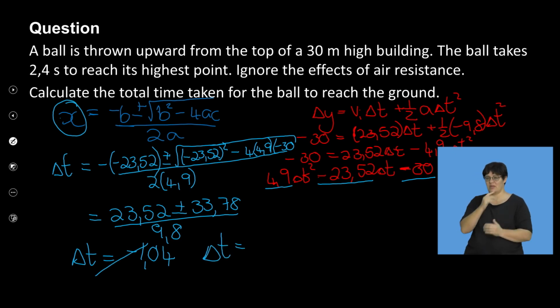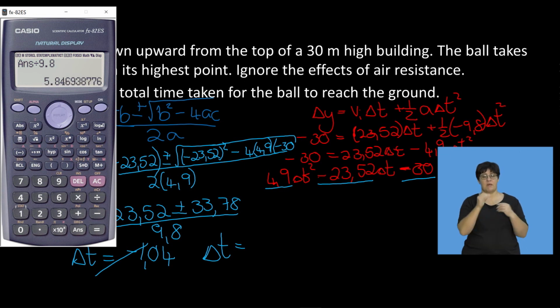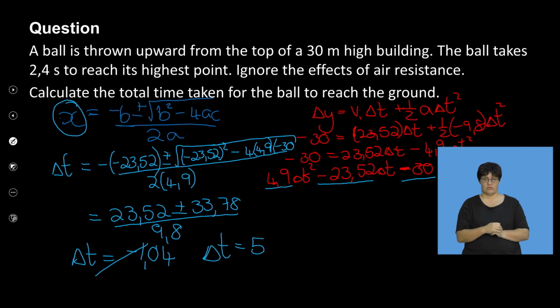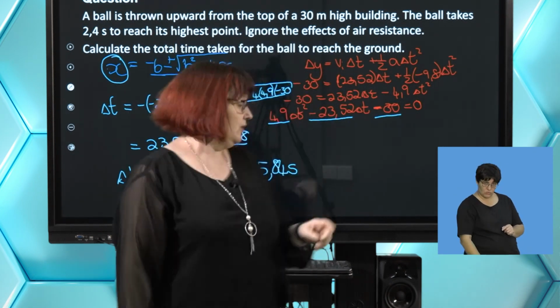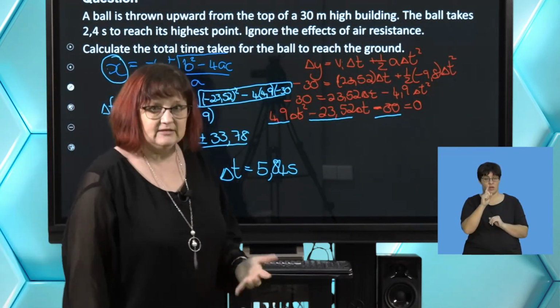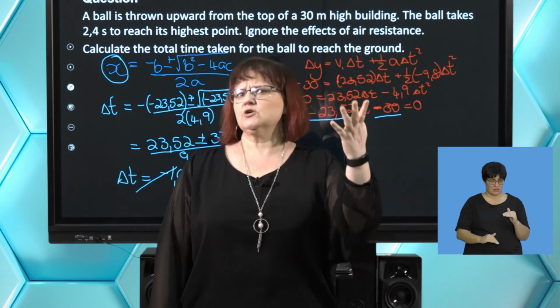Let's see what happens when we add them together. So we've got 23.52 plus 33.78 divided by 9.8, and we get 5.84. Now that time makes sense to me because it took 2.4 seconds to get to the top of the motion, and now it's going to take more time to get to the bottom. So even that minus 1.04 doesn't make sense, because then it took less time to get all the way to the bottom than it did just to get to the top, okay?